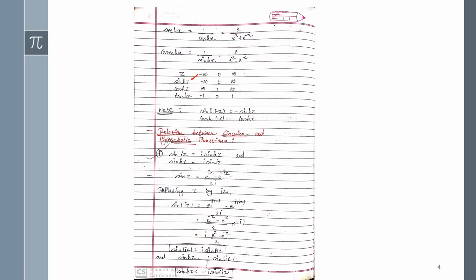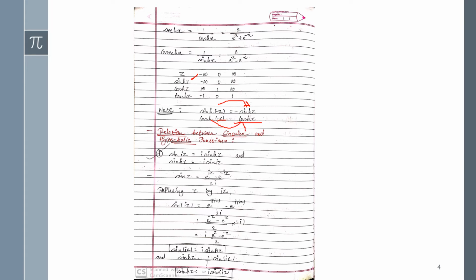And here as a note I have written one more function, the sine of h minus z. That is, for the hyperbolic function sine, for the angle minus z it will be minus sin hz, and for the hyperbolic function cos, for the angle minus z it will be cos hz. It means it will be converted into the positive, and as you know sine is an odd function, so it will be minus of this function, and cos is an even function, so it will be converted into the positive sense.